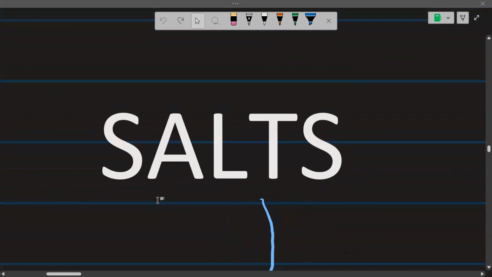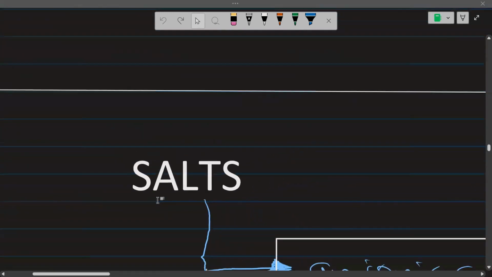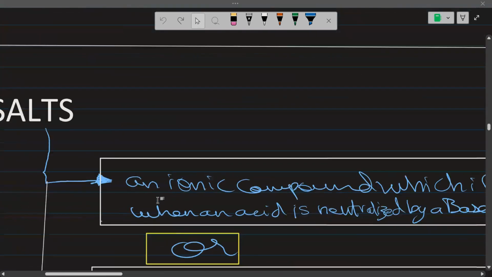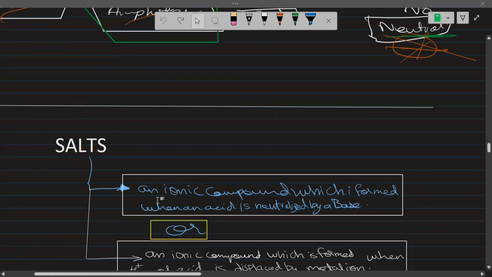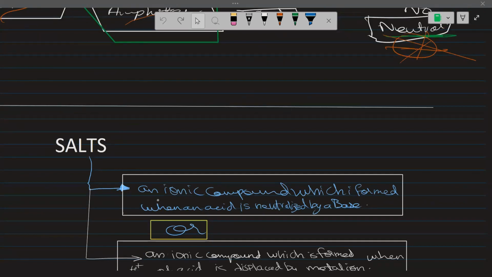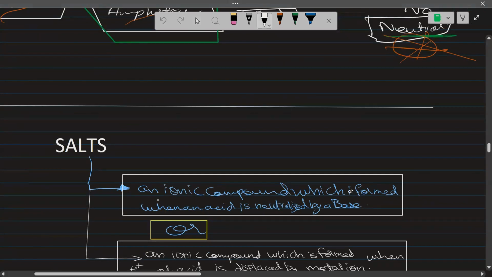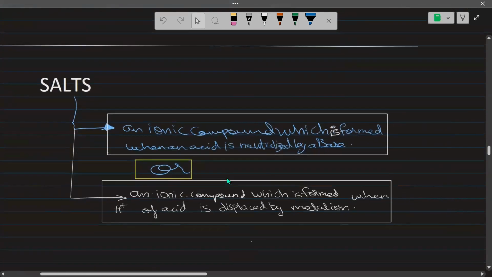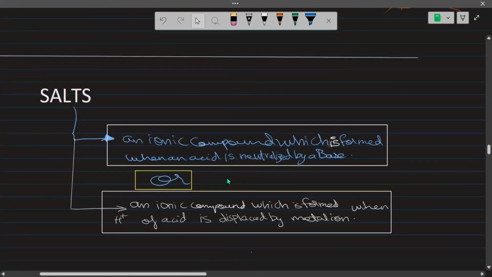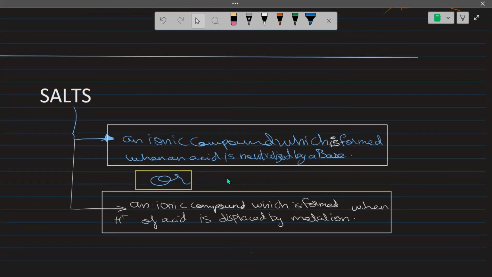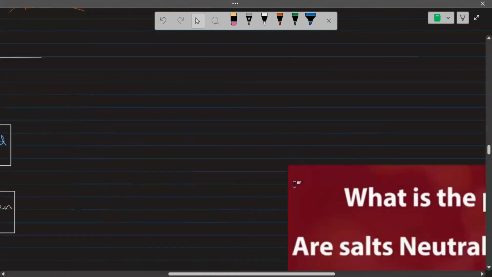So basically, what is the definition of salt? Salt is basically an ionic compound which is formed when an acid is neutralized by a base, or an ionic compound which is formed when the H positive ion of an acid is displaced by a metal ion. So this is the definition of salt.